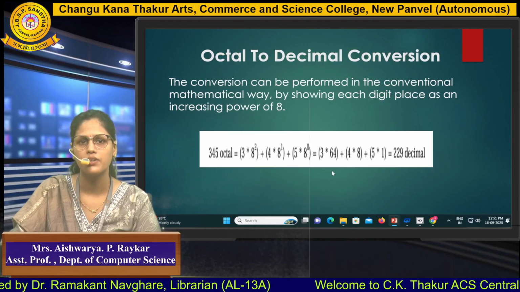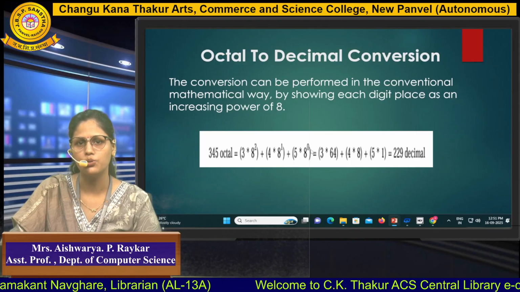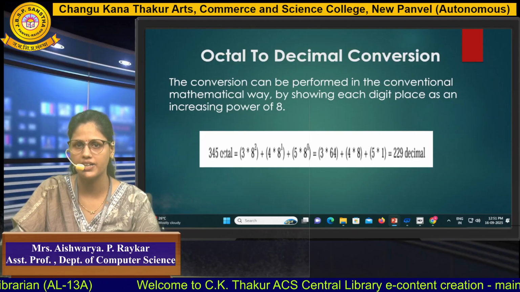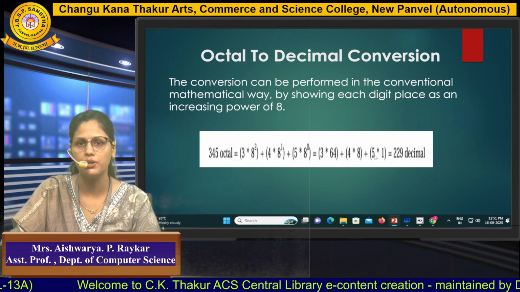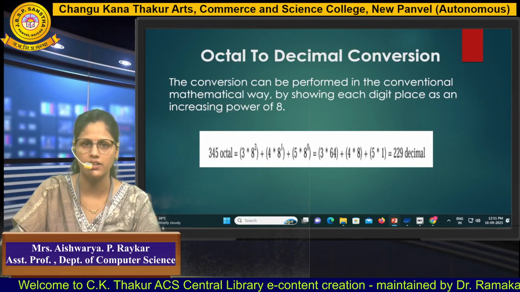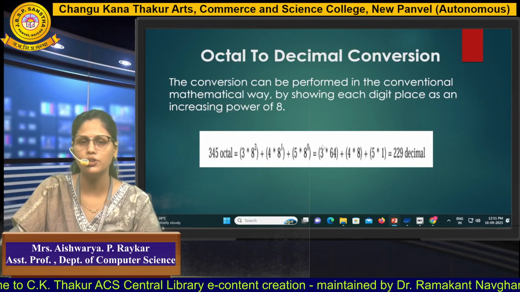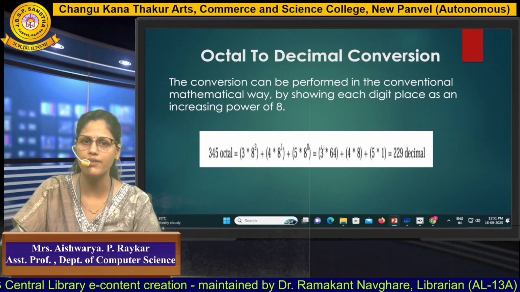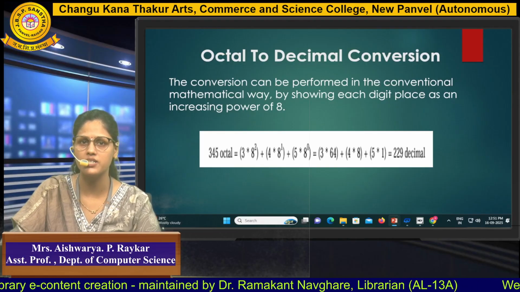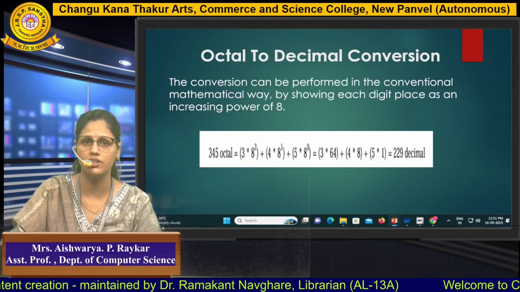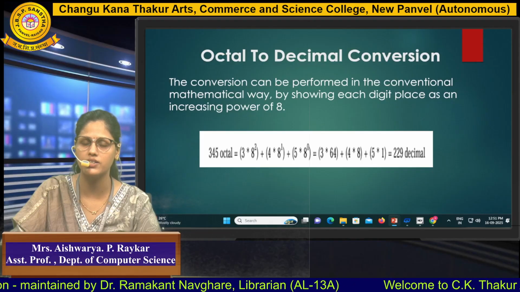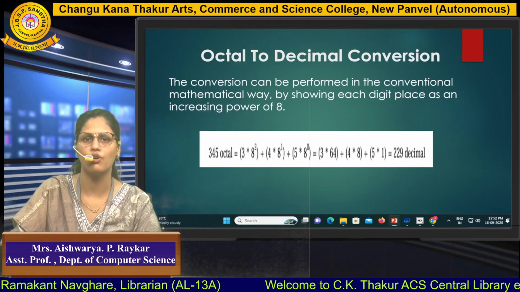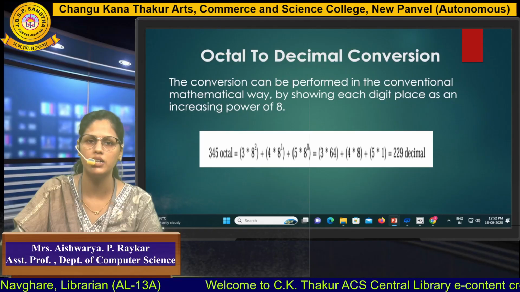So here we can see 3 into power of 8. So starting from the last to the first, we have started giving the powers. So finally we get the number 229 to the base 10. So here we can see for octal to decimal, what we do is we multiply with the power of 8. Just now we have seen whenever we are given a decimal number, how we convert it into binary? We multiply it with the power of 2. In the same way, while doing the conversion of octal to decimal, just simply multiply that number with the power of 8.